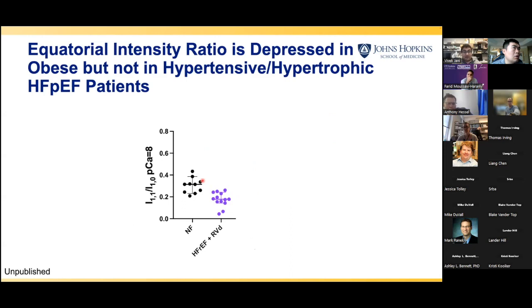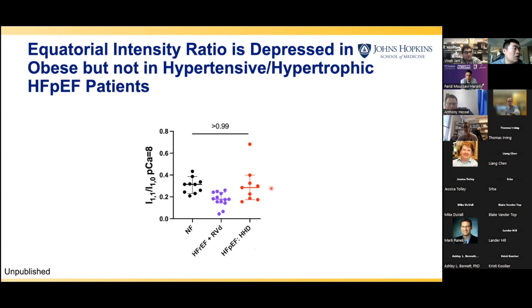So again, I would like to thank them for all the hard work compiling this data. But shown here are the non-failing controls. And again, here's the reference depressed equatorial intensity HFrEF with RV dysfunction group. The hypertensive hypertrophic group, who had normal force before, showed an equatorial intensity ratio similar to controls. But what about the obese group?